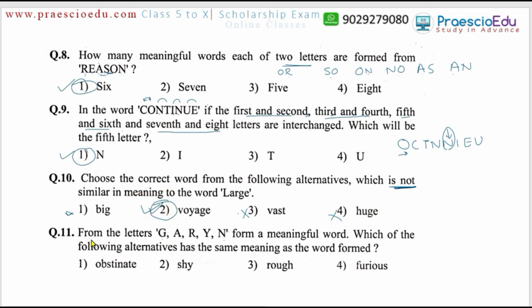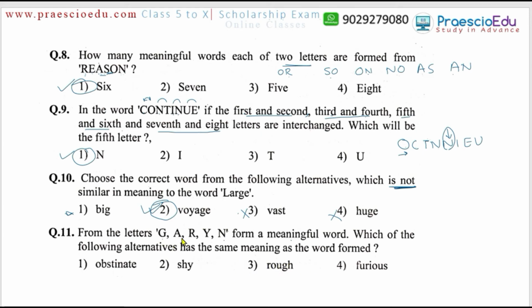Next, question 11. From the letters GARYN form a meaningful word. Which of the following alternatives has the same meaning as the formed word? Okay, so from these four options, the meaning of this newly formed word has to match, meaning the synonyms of these particular four options.